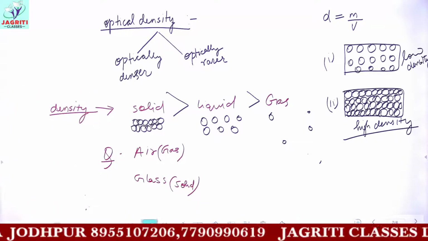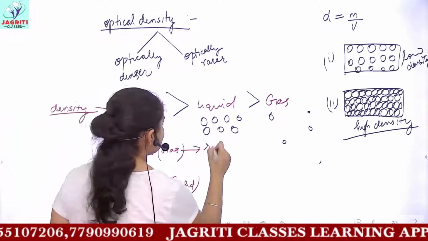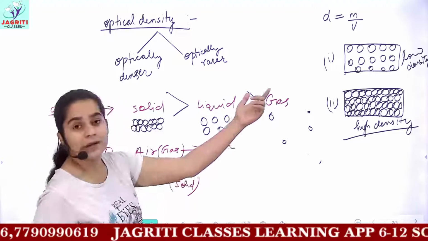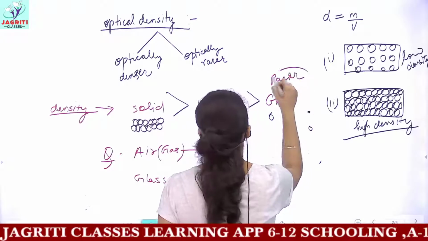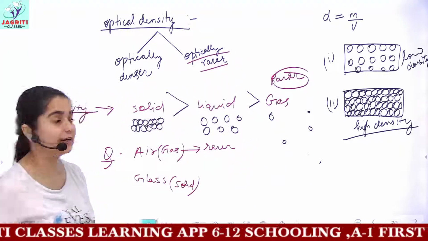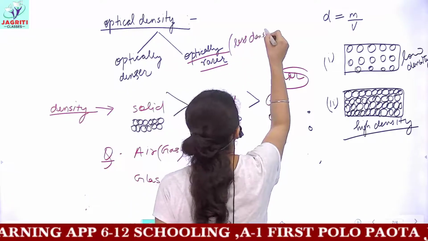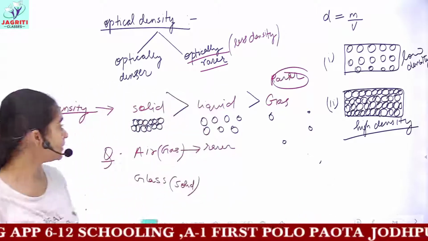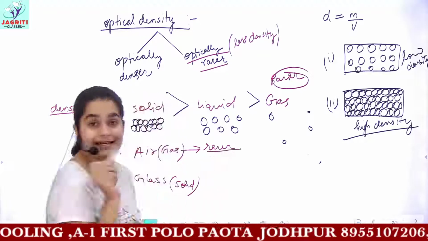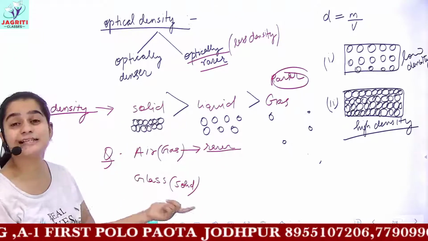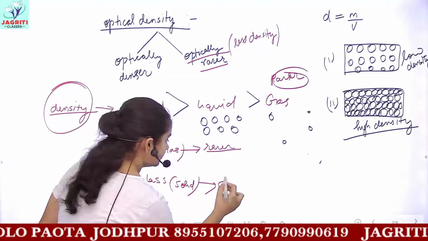So we have two rules. Gas is a rarer medium. The medium which has low density is called rarer medium. Optically rarer means it has less optical density. So gas here, or air, can be regarded as the rarer medium, and this glass, which is a solid, would be the optically denser medium.